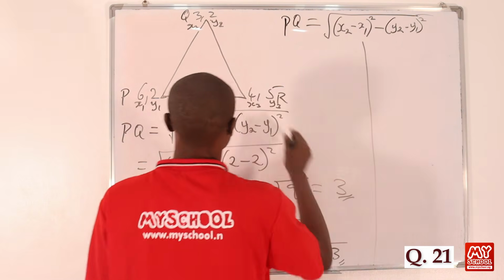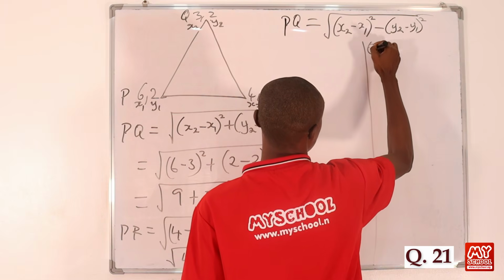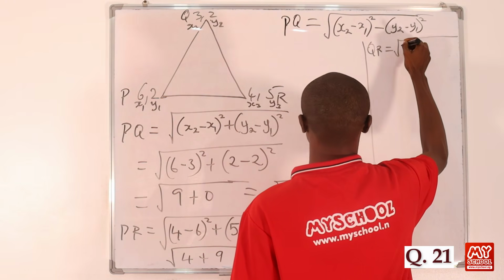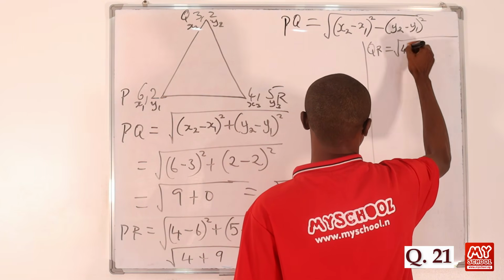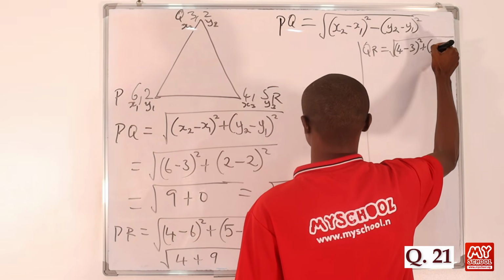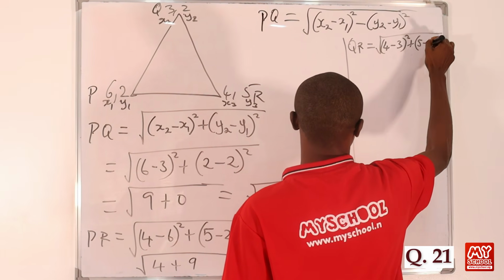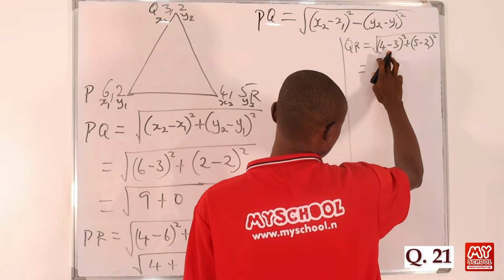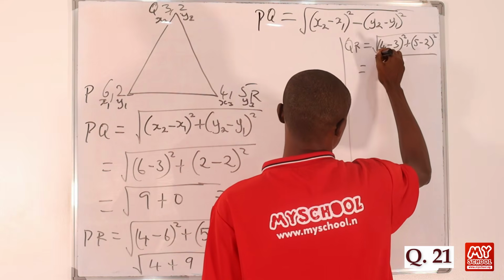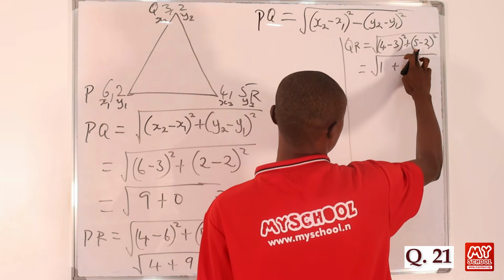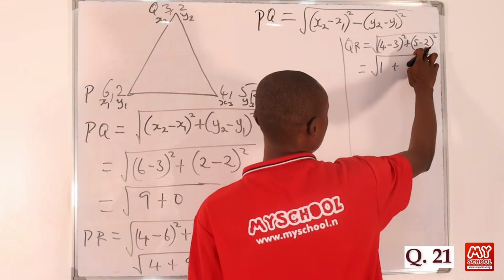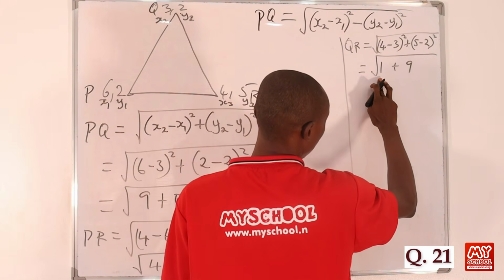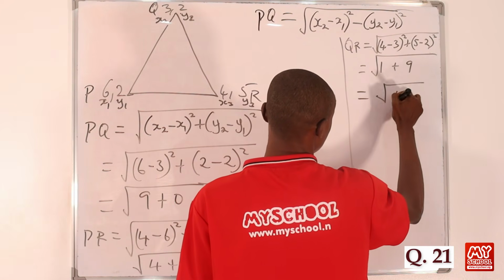Okay, so now let's do it for QR. We can start from anywhere anyway. So here we're having 4 minus 3, all in bracket square, then plus 5 minus 2, all in bracket square. So 4 minus 3 is 1, and 1 raised to power 2 is also 1, then plus 5 minus 2, which is 3, and 3 raised to power 2 is 9. If we add 9 and 1 together, that will be equal to 10. So here we'll be having root 10, right?